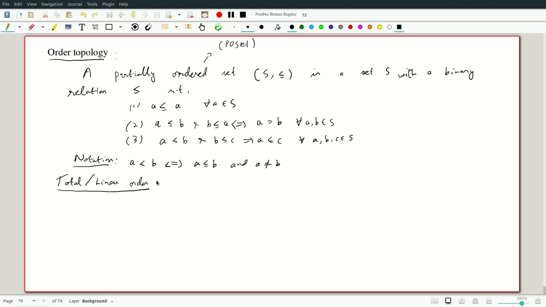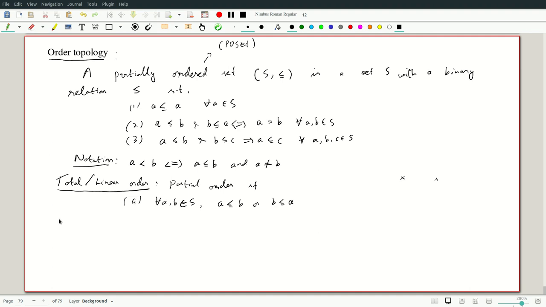So a total or linear order is a partial order with an additional property, let's number it 4 because it continues. Given two points, at least one is bigger than the other, or the other way around. For all A, B in S, A is less than or equal to B, or B is less than or equal to A. Both happen exactly when A equals B. Okay, so these are totally ordered sets. Real numbers are your typical example of these.